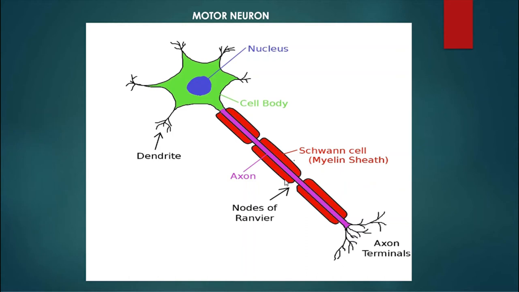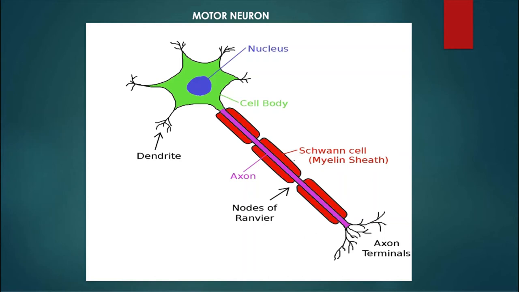So the direction of the impulses is from this side to this side. So we have the nucleus here, we have the cell body, dendrite, axon here, we have the myelin sheath, nodes of Ranvier, we have axon terminals.